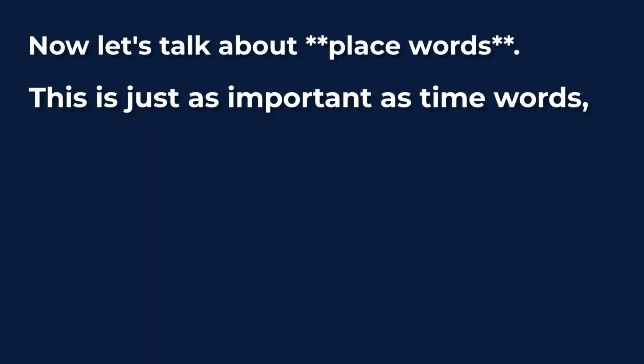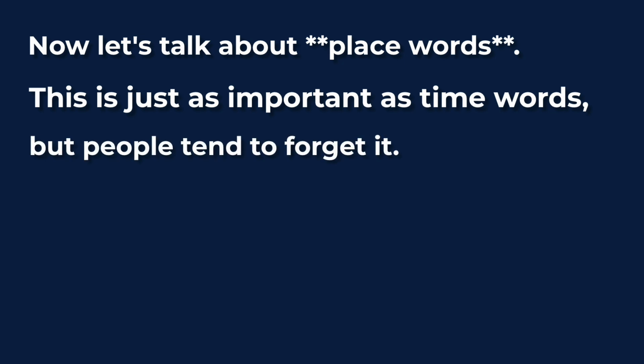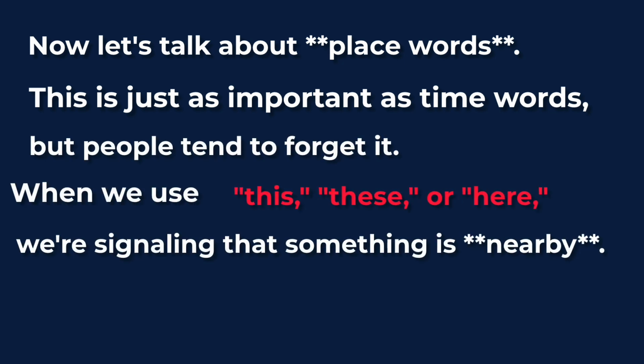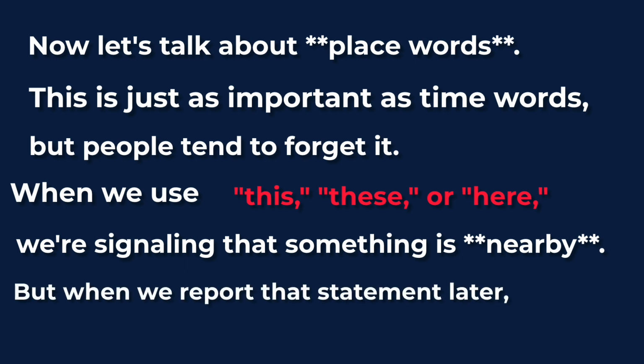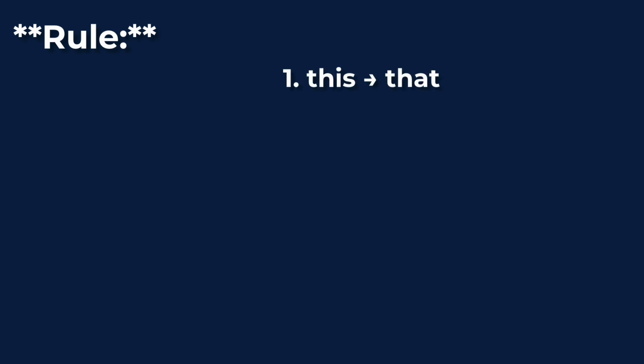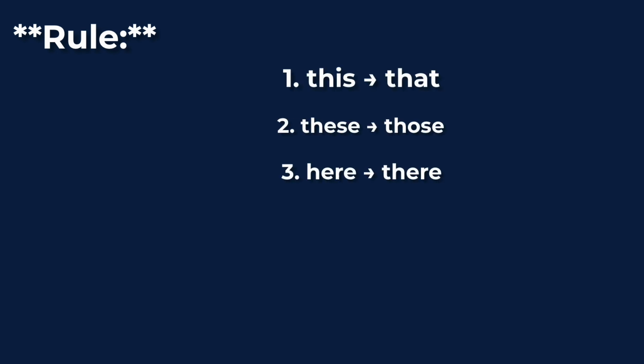Now let's talk about place words. This is just as important as time words, but people tend to forget it. When we use this, these, or here, we're signaling that something is nearby. But when we report that statement later, that thing or place might not be near us anymore. Rule: this becomes that, these becomes those, here becomes there.